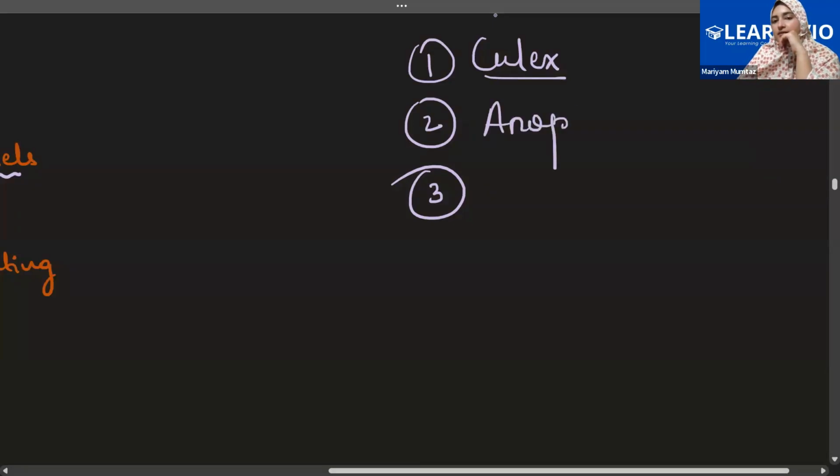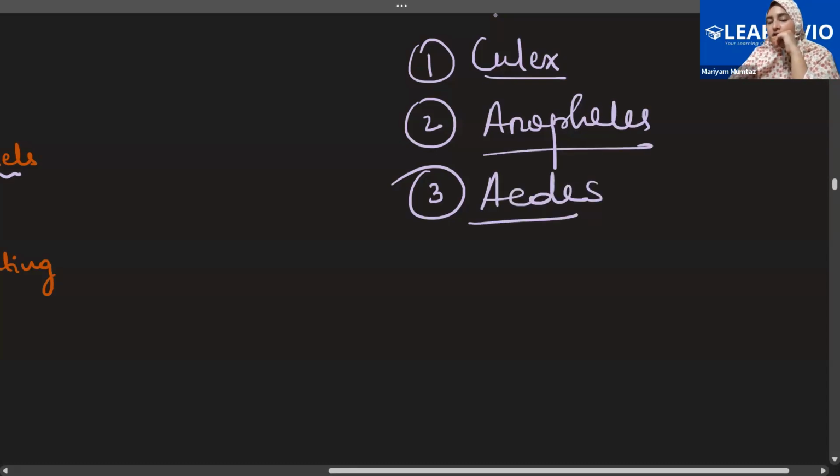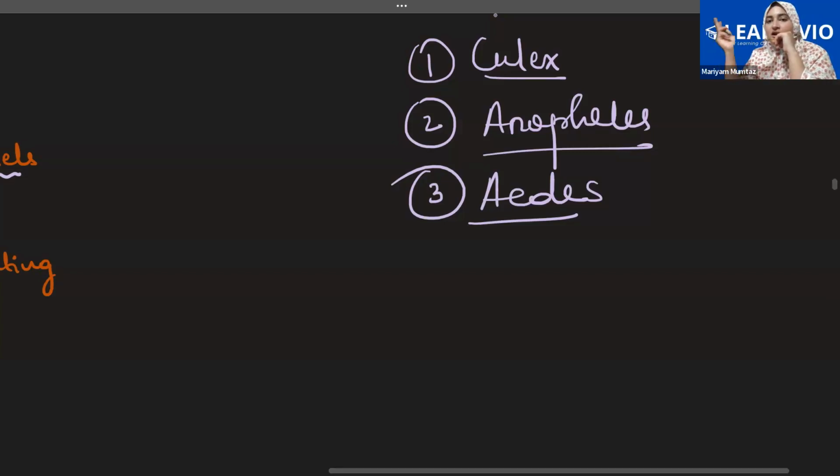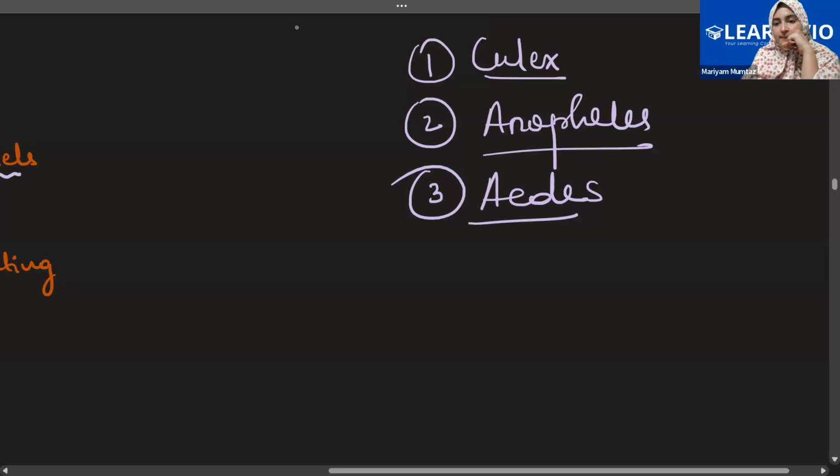Anopheles. Then, Aedes. Very good, Aedes. So these are the mosquitoes that we have heard about. You must remember which one is the carrier for which disease. Culex is the carrier for elephantiasis, right? Anopheles is the carrier for malaria. Aedes is the carrier for dengue and also chikungunya. Okay.